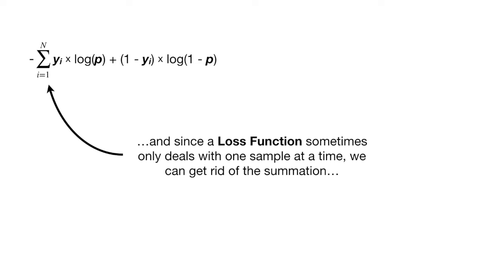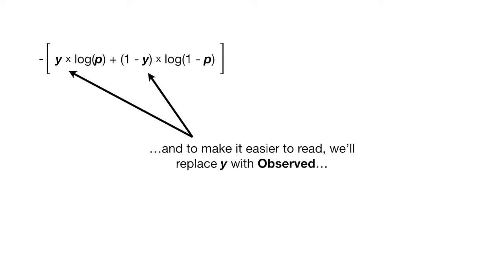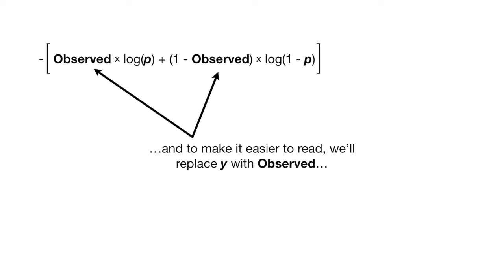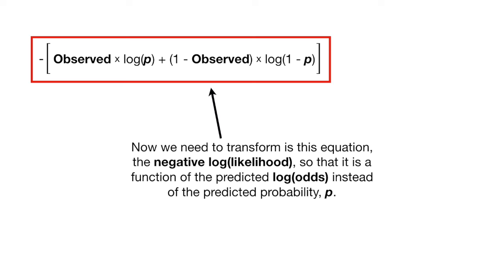And since a loss function sometimes only deals with one sample at a time, we can get rid of the summation. And to make it easier to read, we'll replace y with observed. Now we need to transform this equation, the negative log likelihood, so that it is a function of the predicted log odds instead of the predicted probability, p.